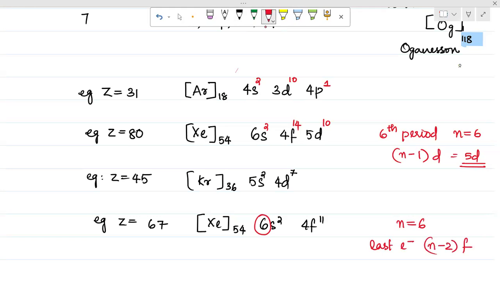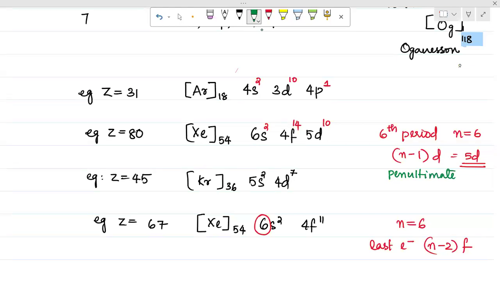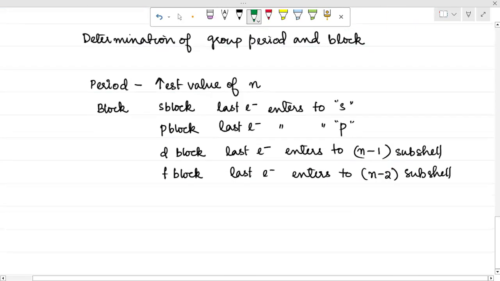So if you have a d orbital, it always enters into the penultimate shell. (n-1) is said as penultimate, one shell ahead. If it is 6, the D subshell will be associated with 5. And in the case of F, it is anti-penultimate. These are very basic things. So this is how you determine the block.